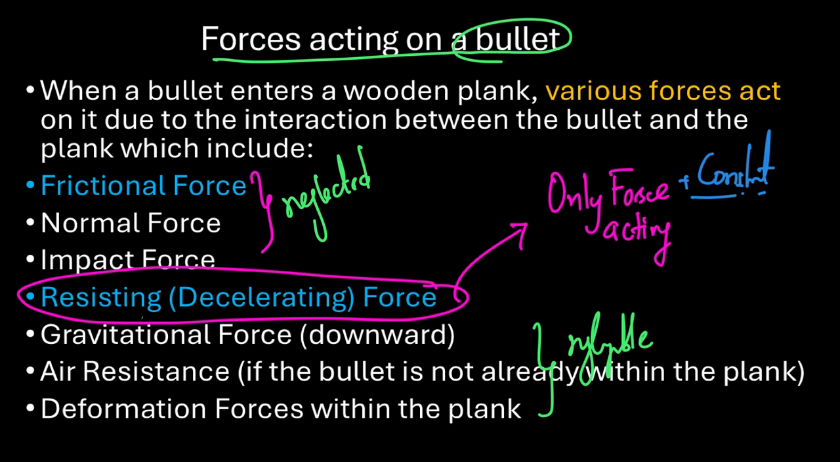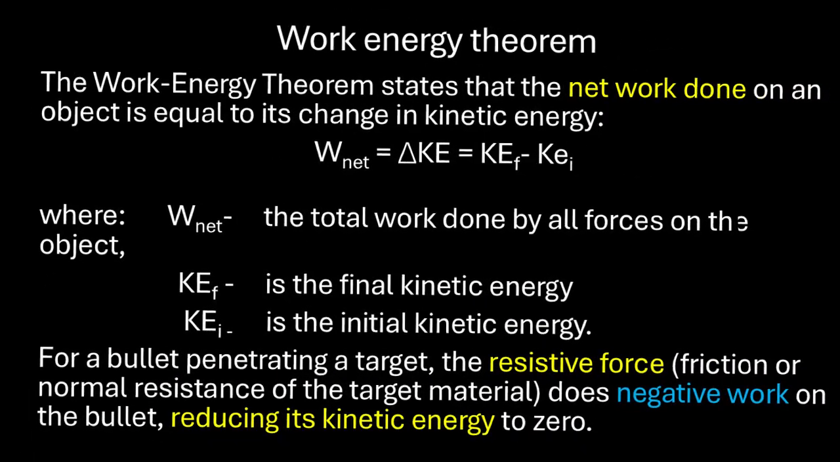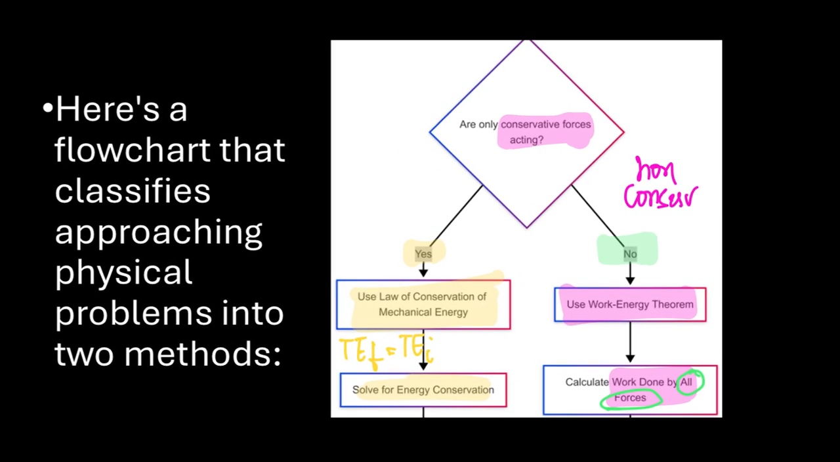Okay, why is it constant? Why is it important that it's constant? Because only then F average will be equal to the constant force. Why? We will discuss this sometime later. Okay, now what is work energy theorem? Maybe we'll just go back to this flowchart. So as we said, in this question here we have a resistive force, and resistive forces are non-conservative in nature, which means we will be using the work energy theorem in this question, right?